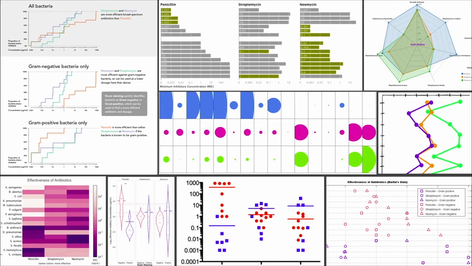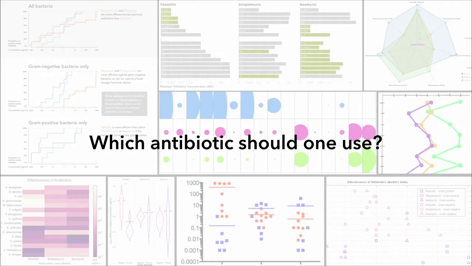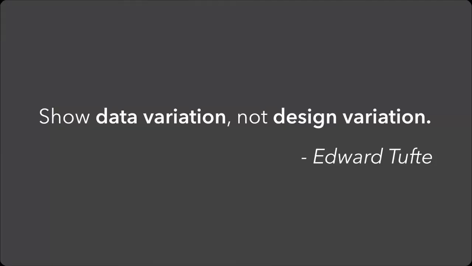And already you can see the great variety in designs that they explore. So that's at first really interesting. But one thing that pops out as you start to dig in and really inspect these graphics, you realize that while they have lots of design variation, they're actually all addressing the exact same question. Which antibiotic should one use? And so this fixation on this one question reminds me of one of my favorite maxims from the visualization expert Edward Tufte, who advises us to show data variation, not just design variation.